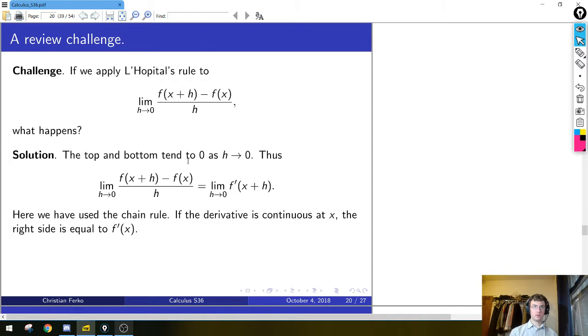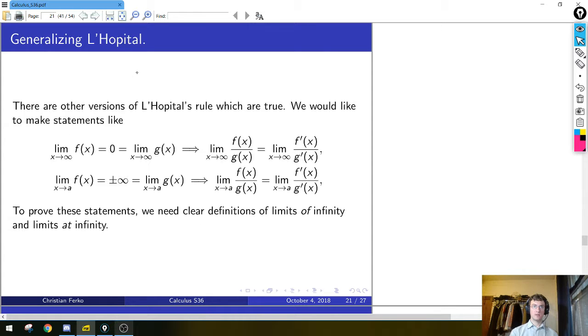Okay. So indeed, as we said, top and bottom go to 0, so taking the derivative and using the chain rule on x plus h, this is a continuity statement, which we got out of the assumptions of L'Hopital's rule, effectively. Okay, so you might say that's kind of useful. You can get some interesting results using this L'Hopital's rule.